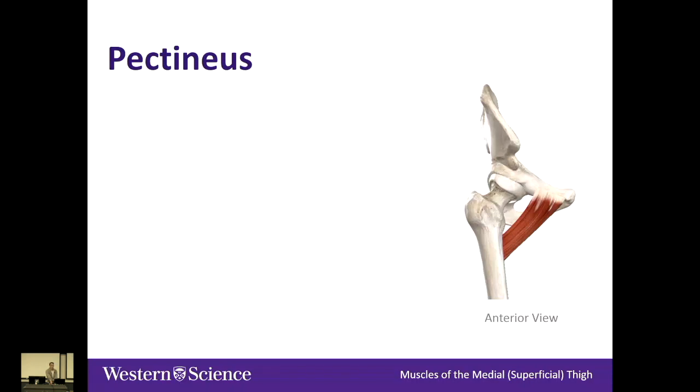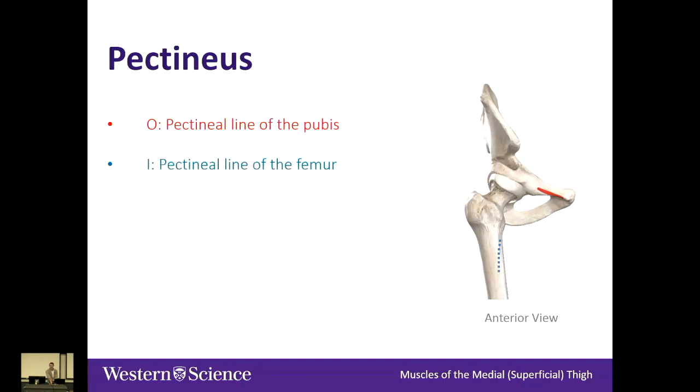But we're going to start with the one that's kind of more of an oddball, which is pectineus. We've already talked about its origin and insertion, pectineal line to pectineal line. So even though it doesn't quite fit that linea aspera, the name kind of tells you right where it's going. And this nerve is also the exception. So femoral nerve, sometimes it's the obturator.